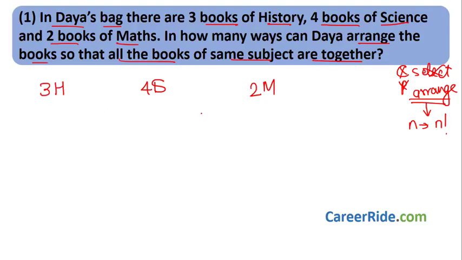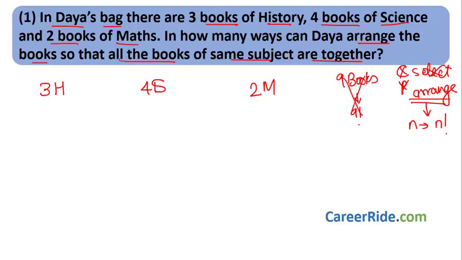If we add all the books, what do we get? 4 plus 3 is 7 plus 2 is 9. There are a total of 9 books, and if we try to arrange these 9 books, we'll arrange them in 9 factorial ways. But what will happen is that between the maths books, a science book might come or a history book might come. So this would become difficult. So we cannot go this way.